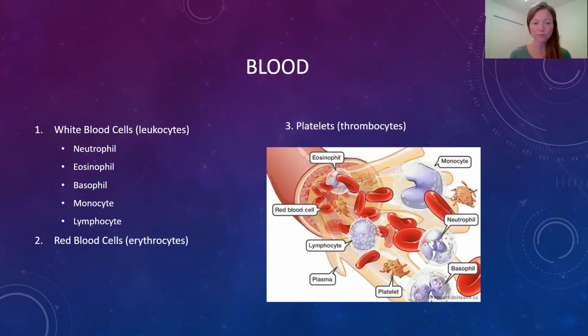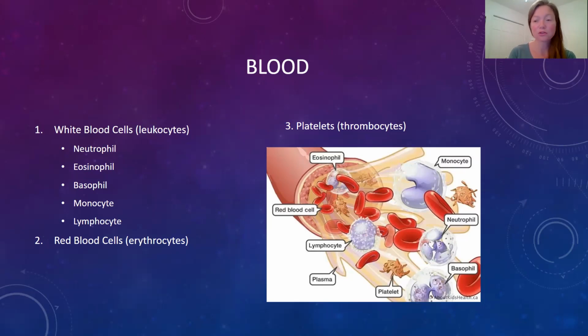All right, platelets. Okay, this is the last one of the cellular or formed portion of the blood. Platelets, also known as thrombocytes, are the smallest of the cellular components of blood. They are not actually complete cells. They're actually fragments of larger cells.